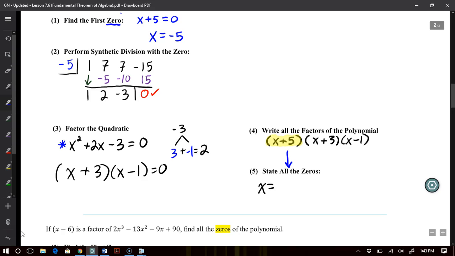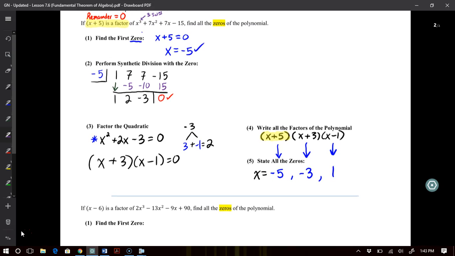If x plus 5 equals 0, then x is negative 5. We saw that in the beginning. If x plus 3 equals 0, x is negative 3. If x minus 1 equals 0, x is 1. And so I have everything I need, and I know everything about this polynomial. It has solutions of negative 5, negative 3, and 1.